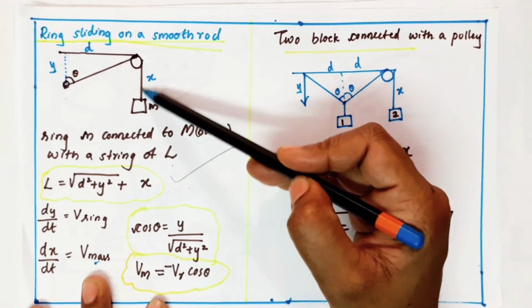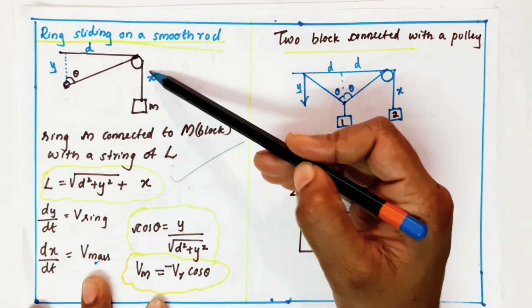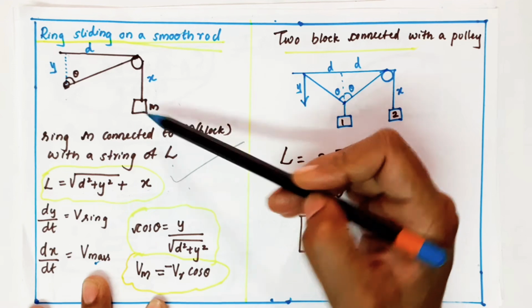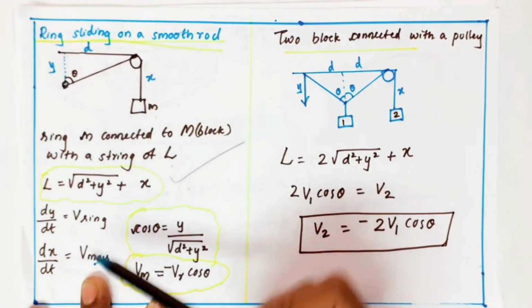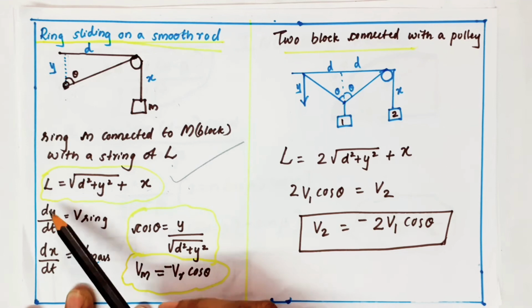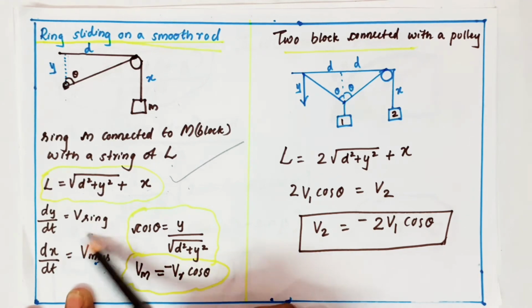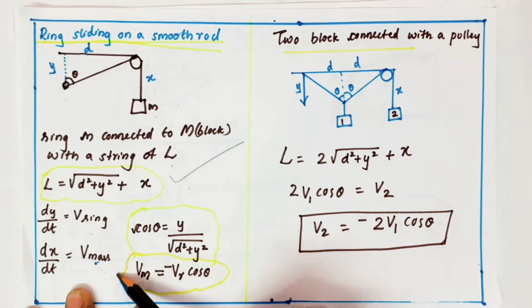Then in this case, what is the change in the x? That is called the velocity of the block. What is the change in the y? That is nothing but the velocity of the ring. So I can write dy by dt as velocity of ring, dx by dt as velocity of mass.